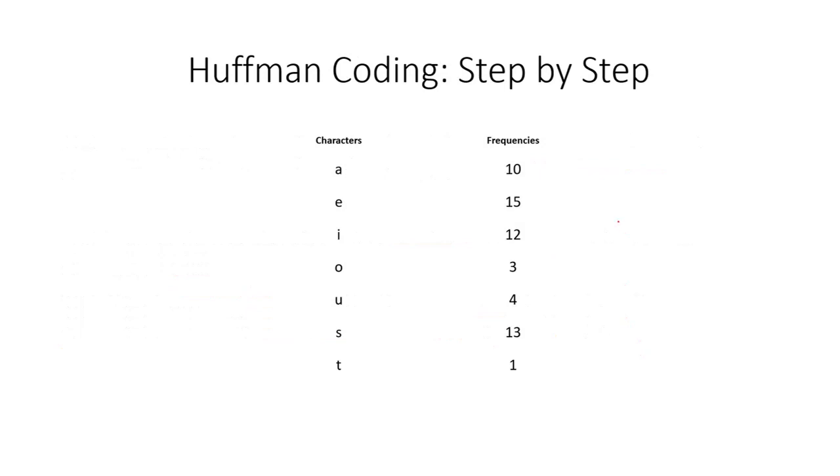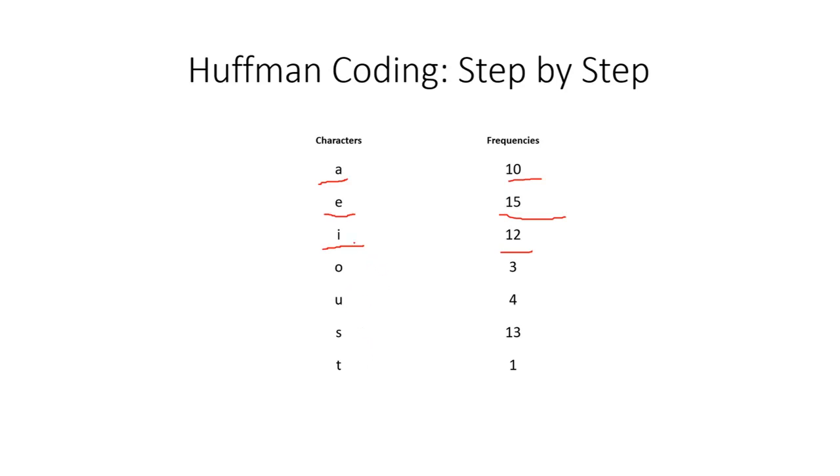So in Huffman coding, what do we do? We first go through the text or the document, and we count how many times each character repeats. After going through the document, we take the statistical data. Let's say that character A repeats 10 times, character E repeats 15 times, I repeats 12, and here is the other information about each of the characters.